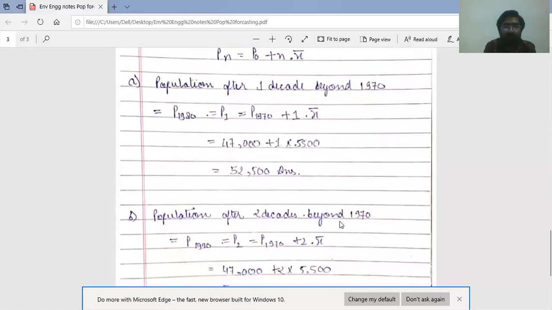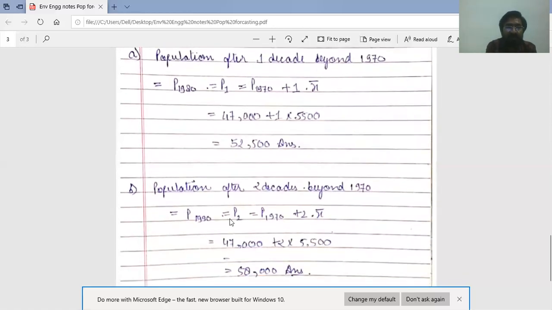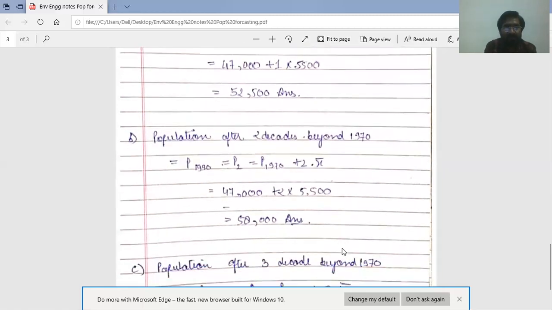And the population after 2 decades beyond 1970, the last known census. Population in 1990 is P1990, is equal to P2, is equal to P1970 plus 2 into X bar. Simply, it is equal to 47,000 plus 2 into 5,500, the average increase in a decade, is equal to 58,000.